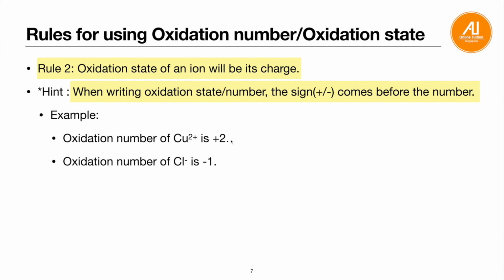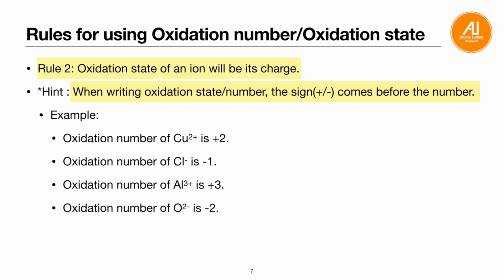Okay. Next one, Cl-. Okay, chloride ion. So the charge is -1. So the oxidation number will be -1 here. Next one, aluminium. Okay, Al3+. The charge is 3+. So the oxidation number will be +3. Okay, so the charge is very similar to the oxidation number. Last example, O2-, your oxide ion. Okay, so the charge is 2-. The oxidation number will be -2.